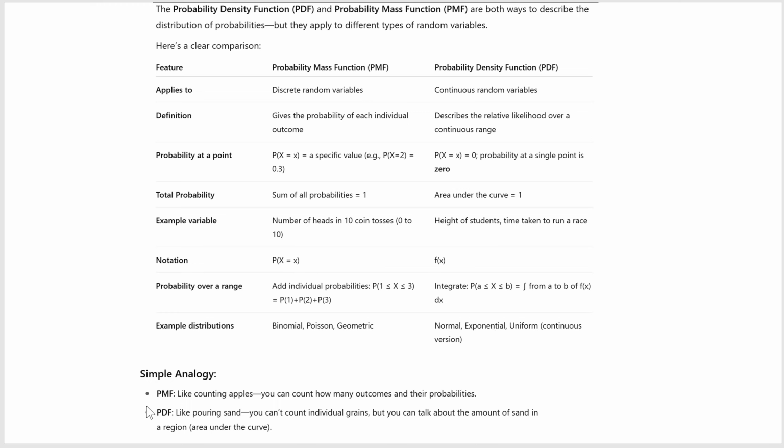A simple analogy: the probability mass function is like counting apples. You can count 10 apples or 5 or 6 or 12. You can count how many outcomes and their probabilities. And the PDF is like pouring sand. You can't count the number of grains, but you can talk about the amount of sand in a region, or the area under a curve. Okay. So things will get simpler as we move along.